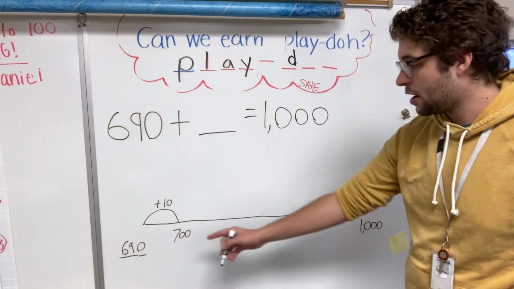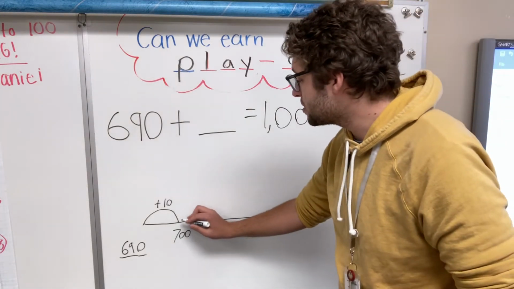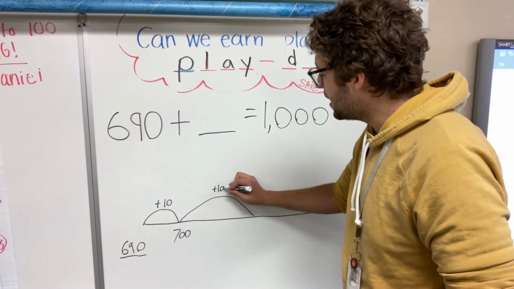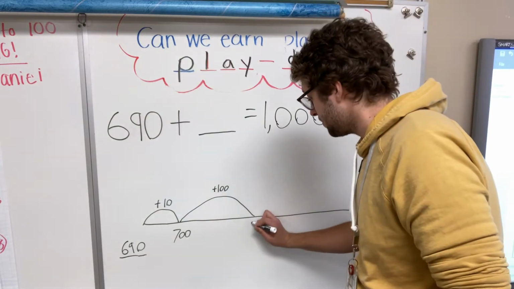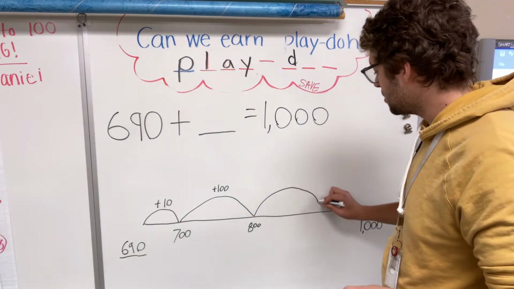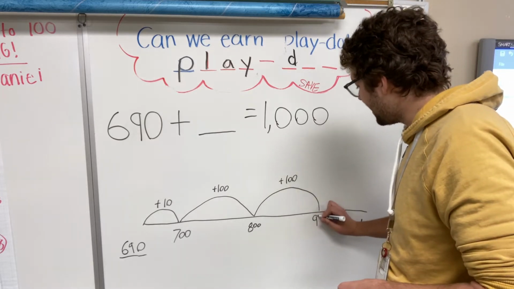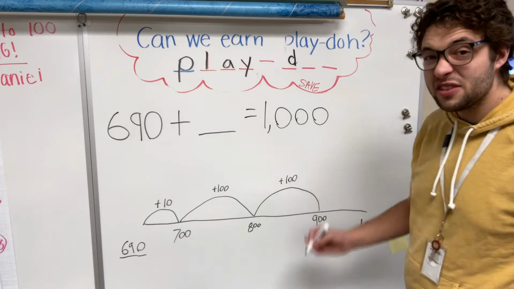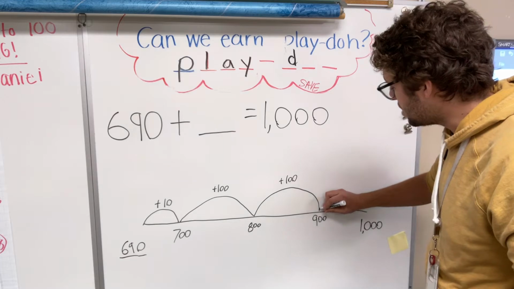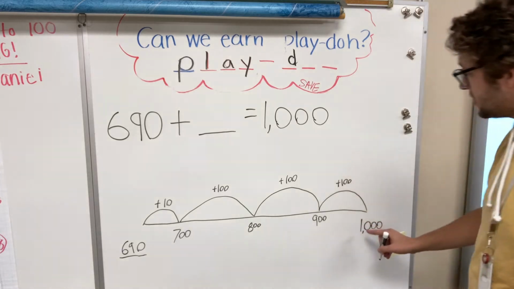Now all I have to do is count by hundreds to get to 1,000. So I'm just going to take it 100 at a time. So from 700, I add 100, and I get 800. From 800, I'm going to add one more 100, and get 900. I'm still not at 1,000, so I need to add 100 more to get to that solid number at the end. Add 100, and then I get to 1,000.